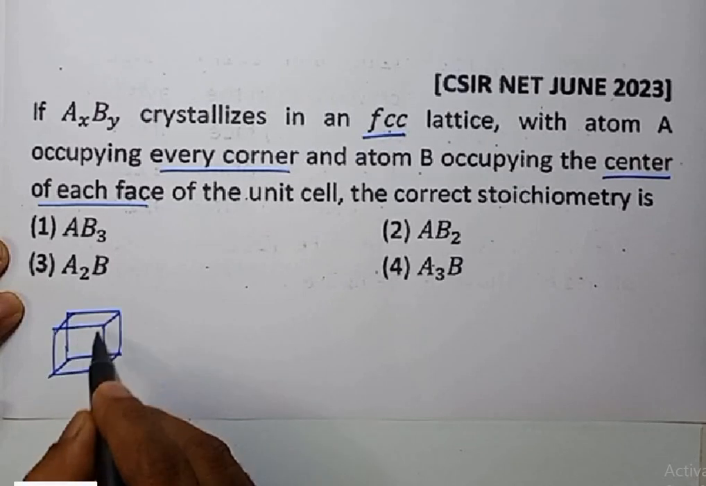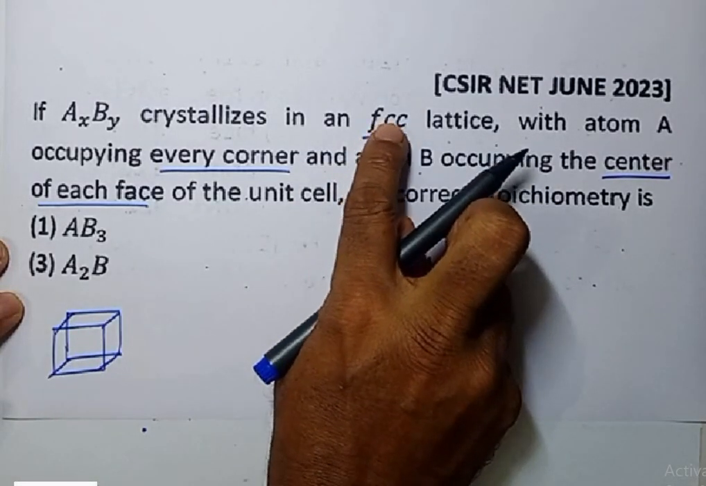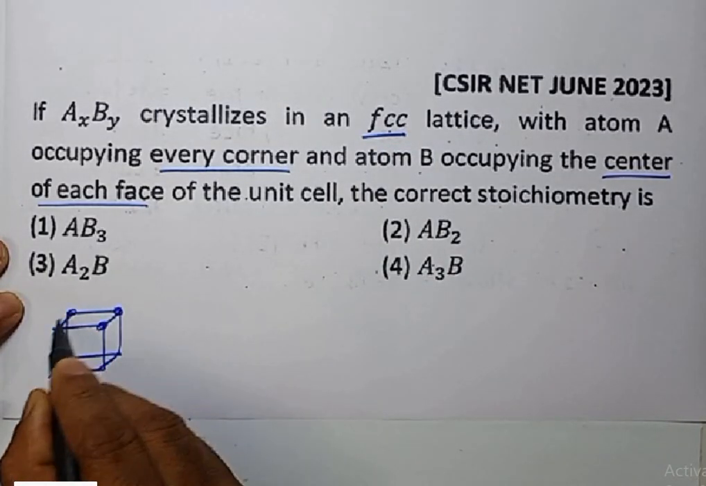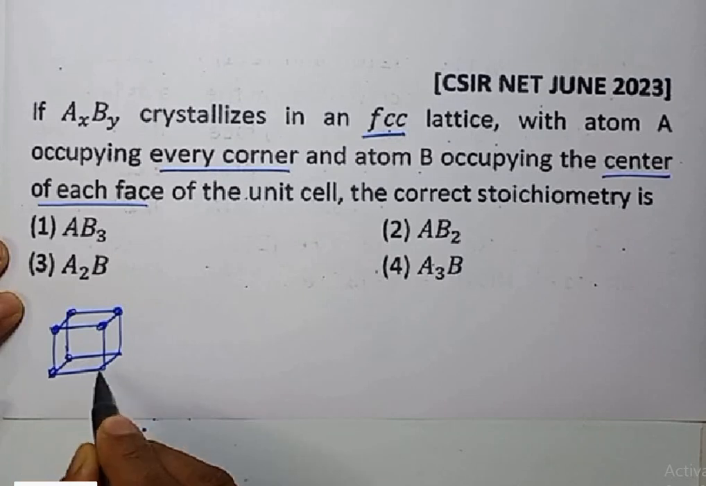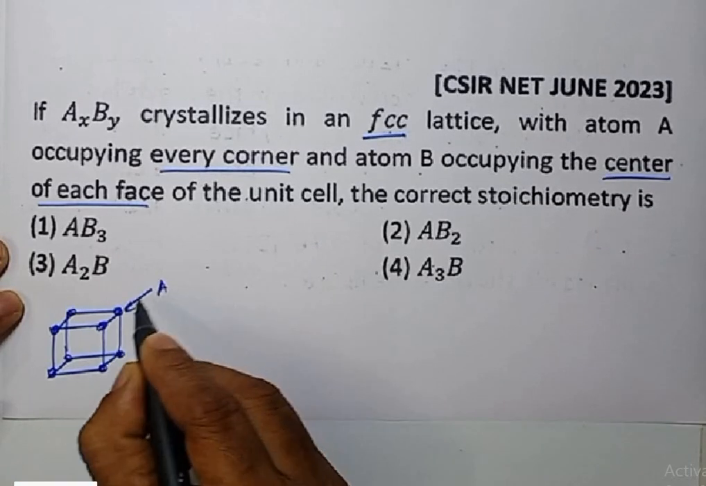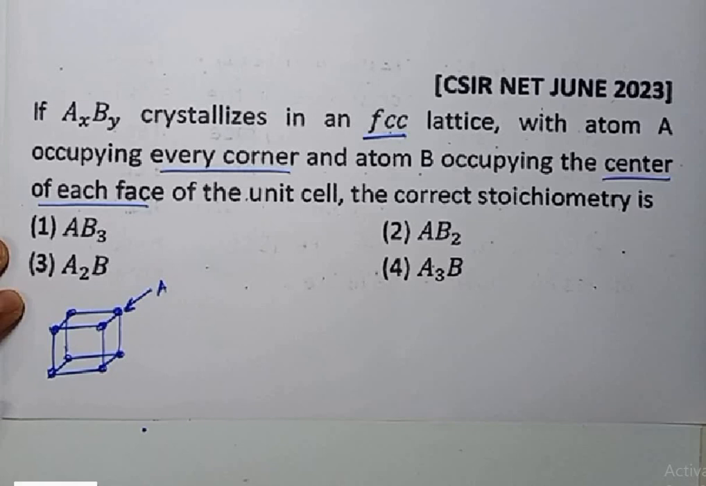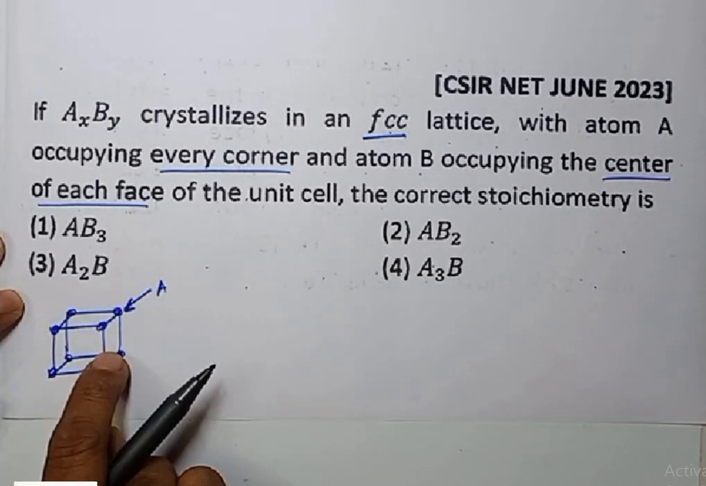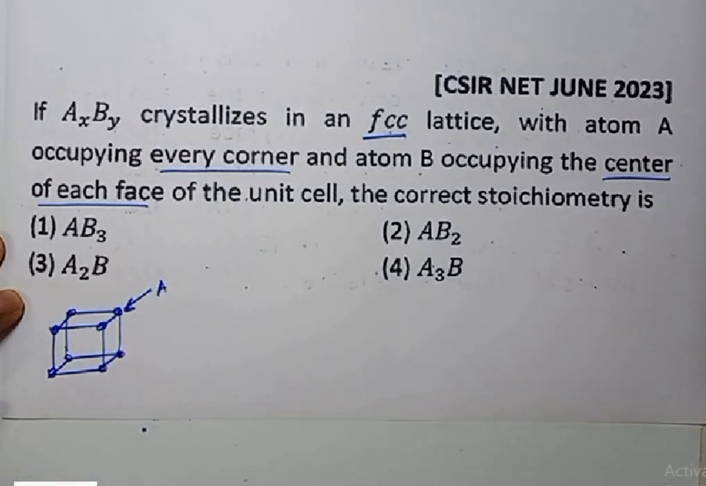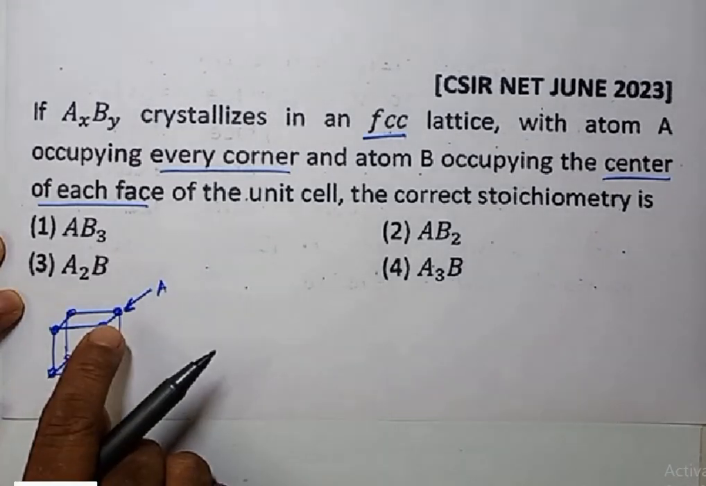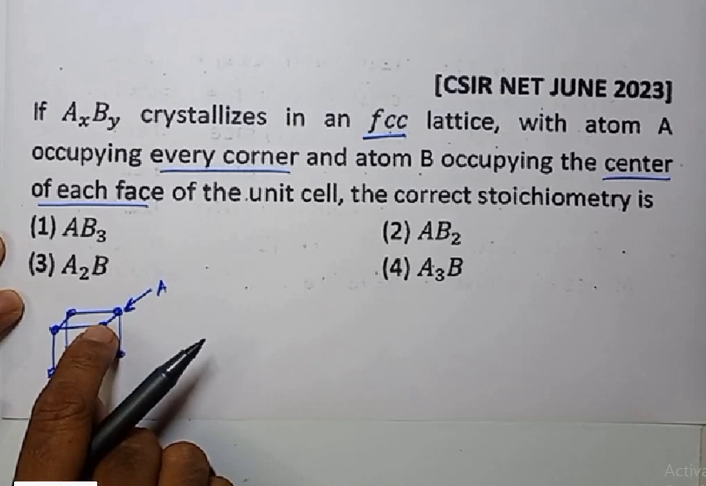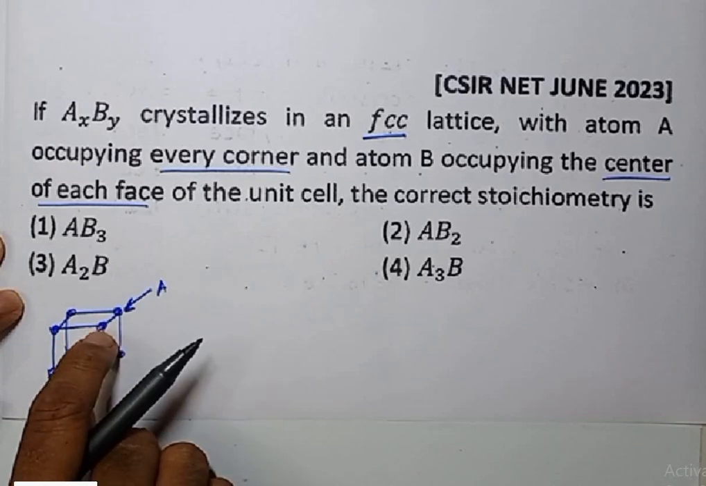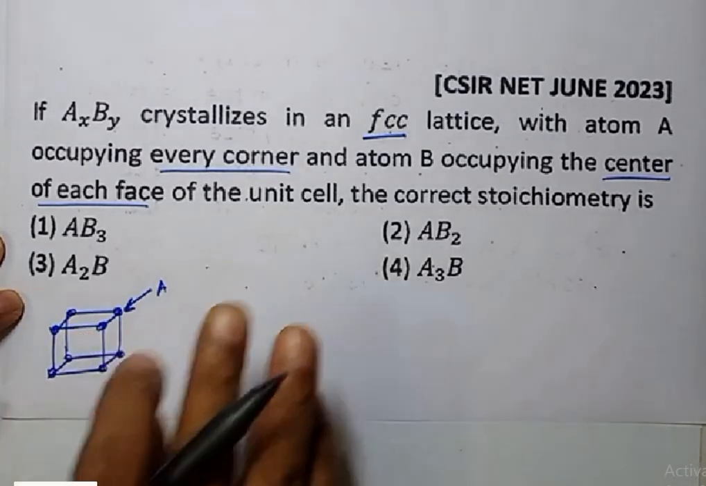Okay, it is given FCC, face centered cubic lattice. So you should take a cube. A cube has 8 corners. Now it is given that A atoms occupy the corners. So there are totally 8 atoms, because 8 corners are there. But each atom is shared by other unit cells. Therefore, the contribution of each atom to one unit cell is just 1 by 8.